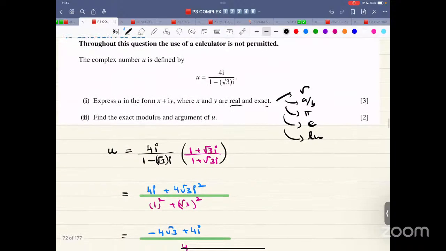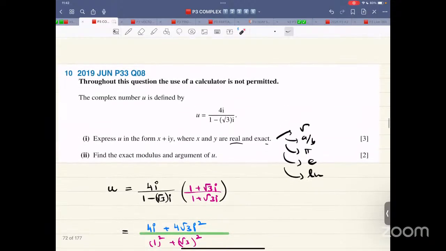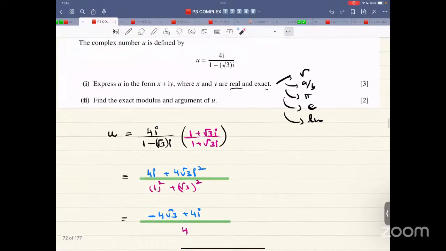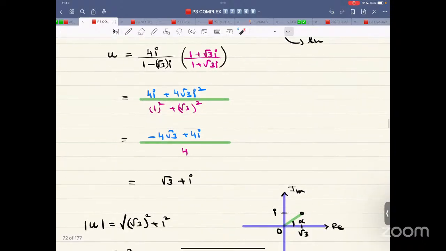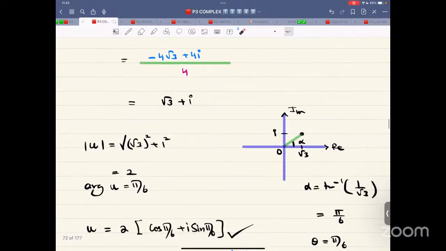Something like this. The complex number U is defined by such and such. By the way, these are all past paper questions that I'm doing. Find U in the form x plus iy, where x and y are real and exact. Find the exact modulus and argument of U. So 1 minus root 3i, 1 plus root 3i, 1 plus root 3i. This is normal multiplication. This is 1 square plus root 3 square. Simplified, this is what you're getting.